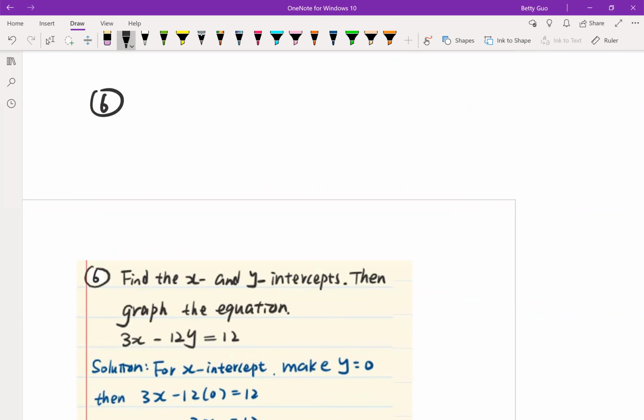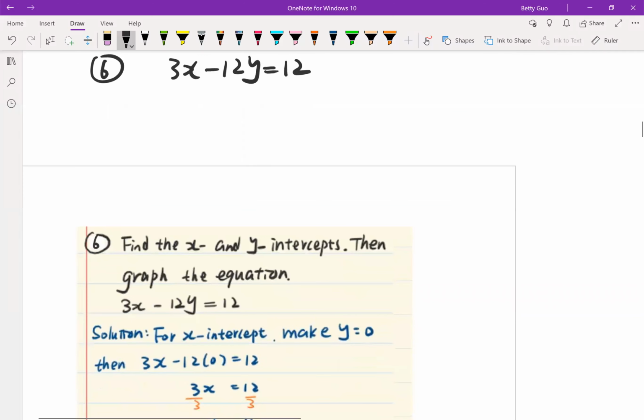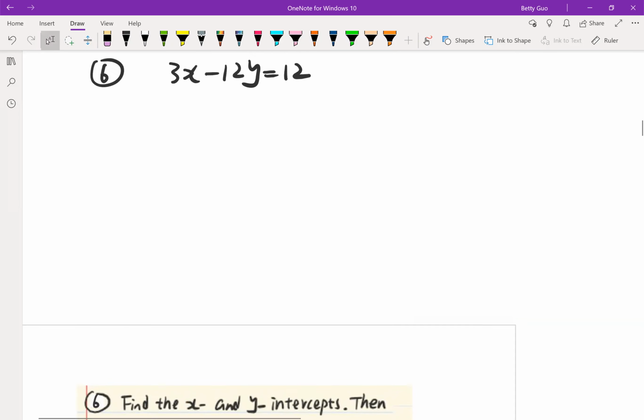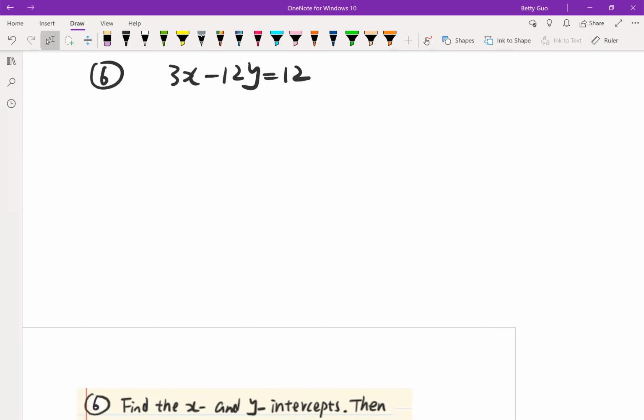Find the x and y intercepts, then graph the equation. Let me copy the equation. It is 3x minus 12y equals 12. When you see this equation, you should know that's a straight line, right? Yeah, that is a straight line.